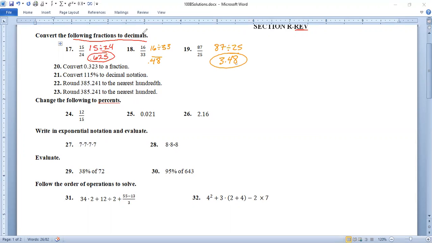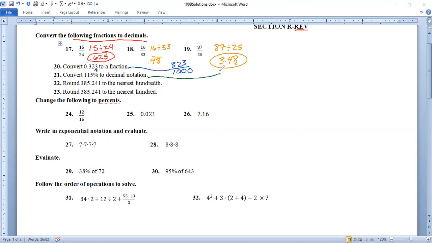All right, number 20. We're going to convert 0.323 to a fraction. So we notice that this ending 3 is in the thousandths place. So I'll write it out here. That's 323 over 1,000. 323 in the thousandths place is where it ends. And I don't think that thing can get any simplified. Yeah, can't reduce.